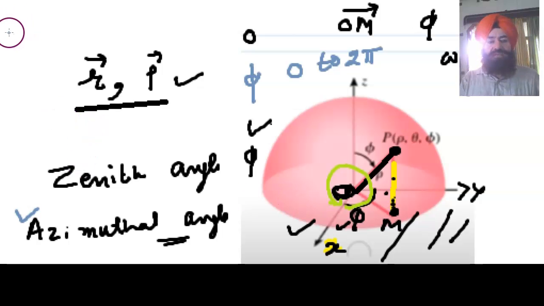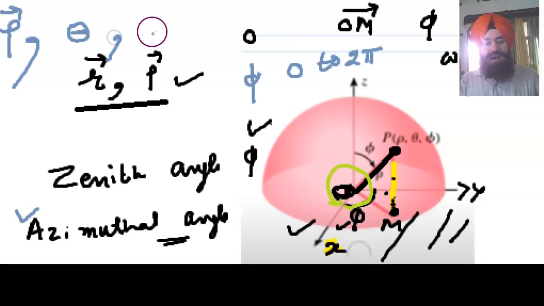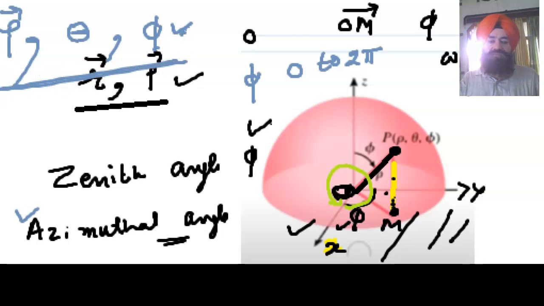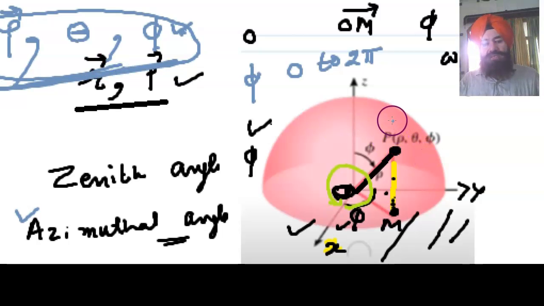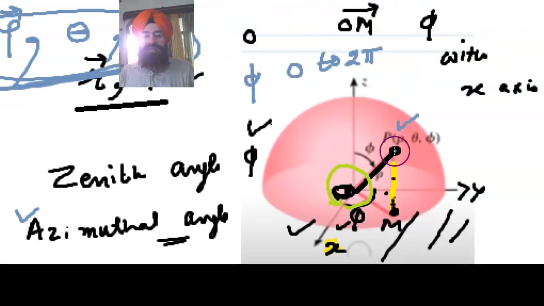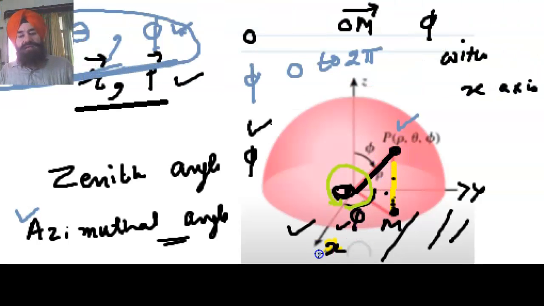So there are three elements: the rho vector, that means the radius vector; the zenith angle theta, 0 to pi; and the azimuthal angle phi, which varies from 0 to 2 pi. With these three elements we can specify the position of any point or any particle in space, likewise as we fix the position with the help of Cartesian coordinates.